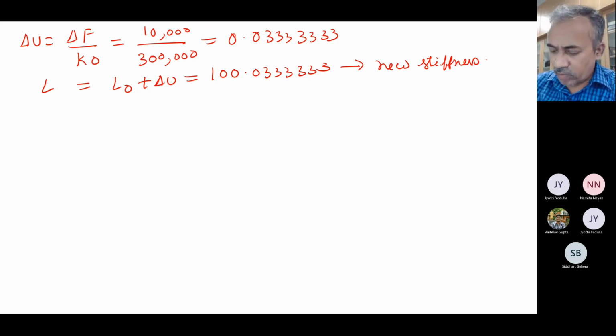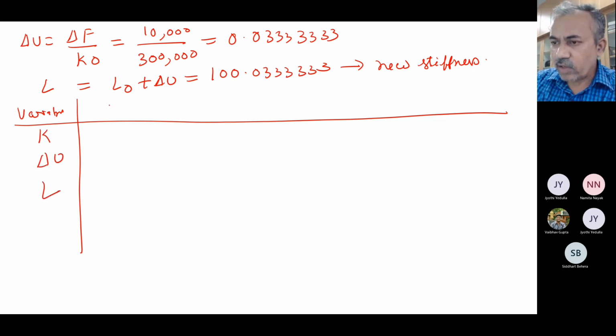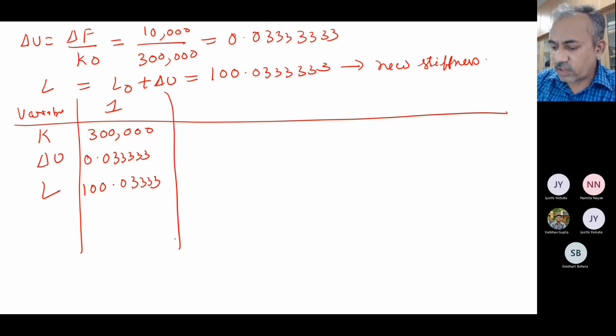So now here we can say iterations. If you see the variables here and then the iteration, we are having k, delta u, and then L. If we take the first iteration, my k was 300, my delta u was 0.0333333, and this L was 100.0333333. So this was my first iteration.